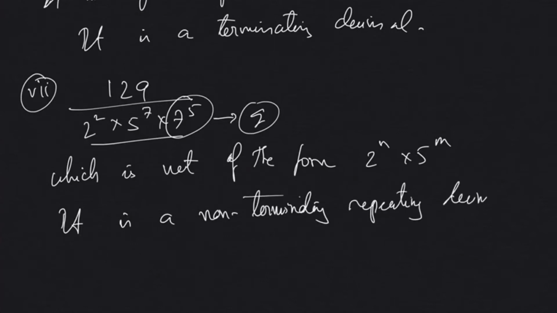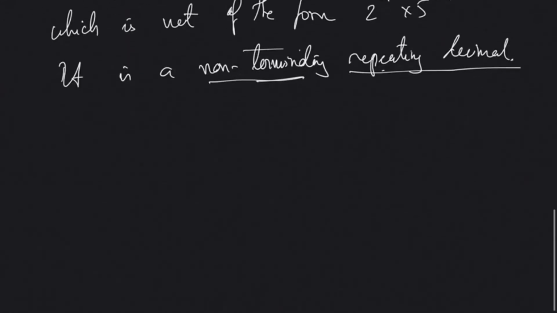It is a non-terminating repeating decimal, because it is already given in the question that these are rational numbers. Rational numbers are either terminating or non-terminating repeating decimals. So that means if it is not terminating, it will be a non-terminating repeating decimal. One more question we can try, that is question number 10.